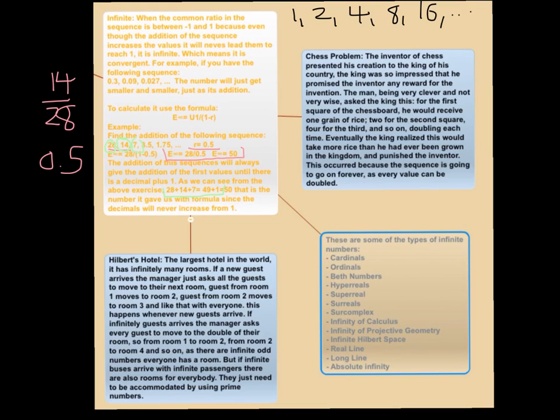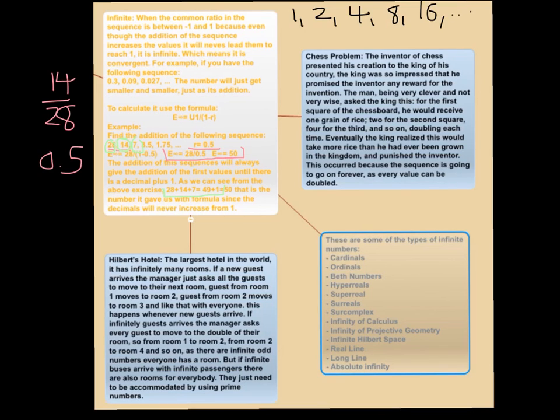The other one is the Hilbert Hotel, the largest hotel in the world. It has infinitely many rooms. If a new guest arrives, the manager just asks all the guests to move to the next room. So if a new guest arrives, he will ask the guests of room 1 to move to room 2, the guests from room 2 to move to room 3, and so on. Every guest will move to the next room. And as there are infinite rooms, there will always be space for a new guest.